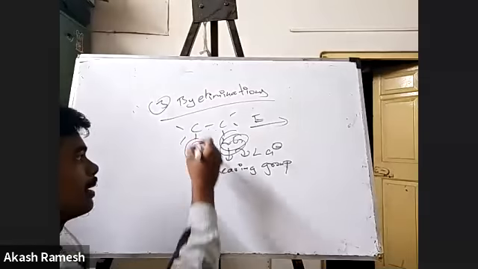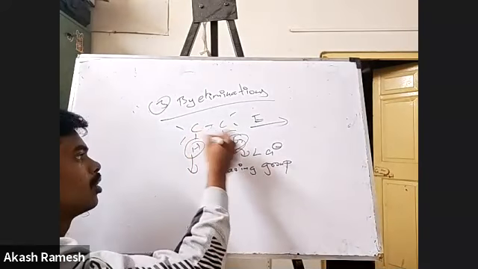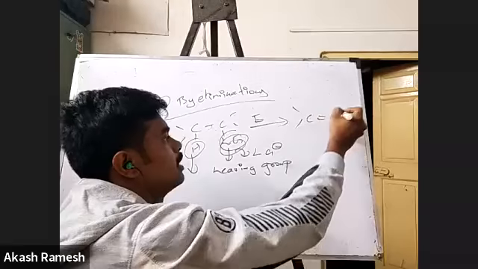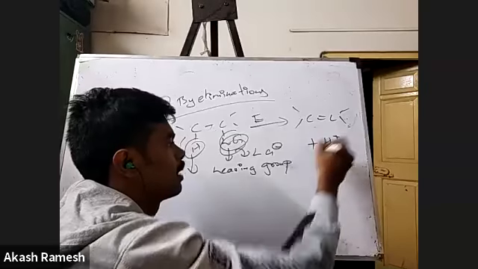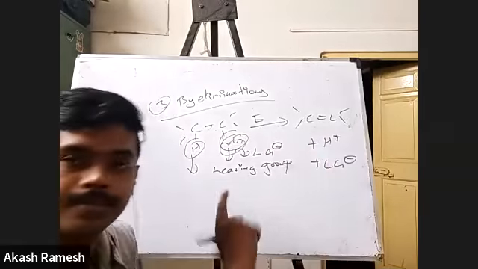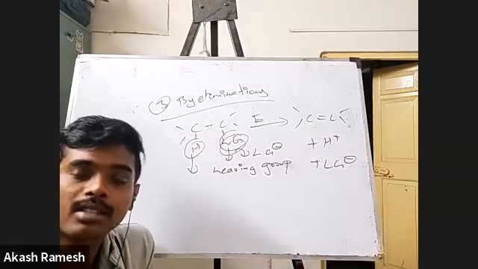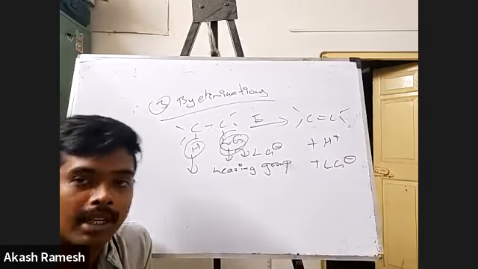So now what will happen? This bond will go here, this bond will go here. So you'll always end up with an alkene plus H plus the leaving group. This is what is called your elimination reaction.